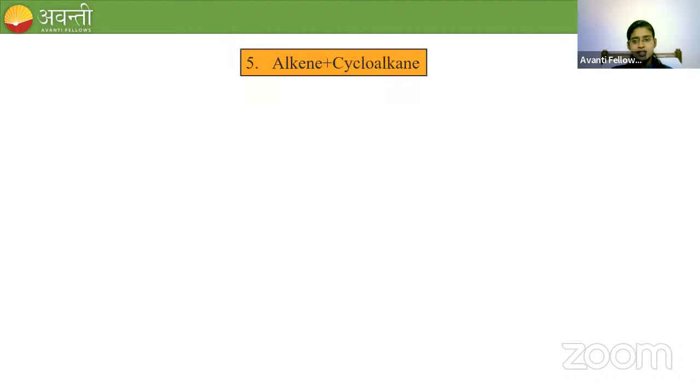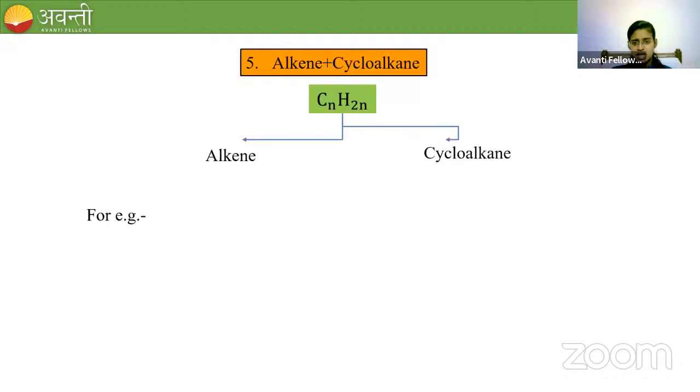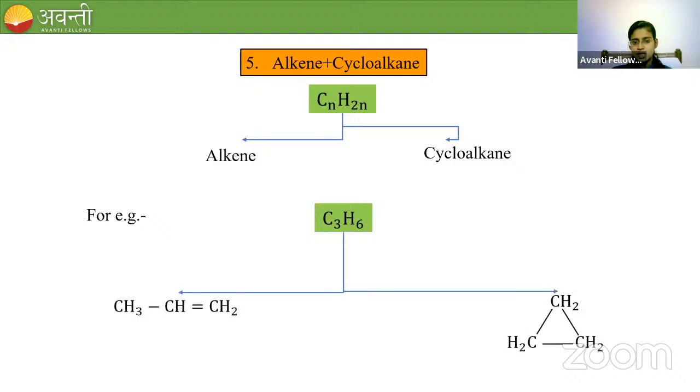Then the fifth one is alkene and cycloalkane. This is a general formula for alkene and cycloalkane, CnH2n. Example is C3H6. I already gave you, right? Propene and cyclopropane. If you check the number of carbons and hydrogen, it will be same. 3 carbons and 6 hydrogens will be present in both cases. So this is about the functional group isomerism.